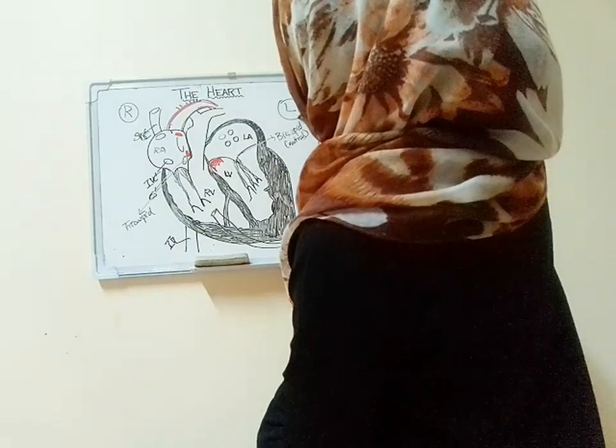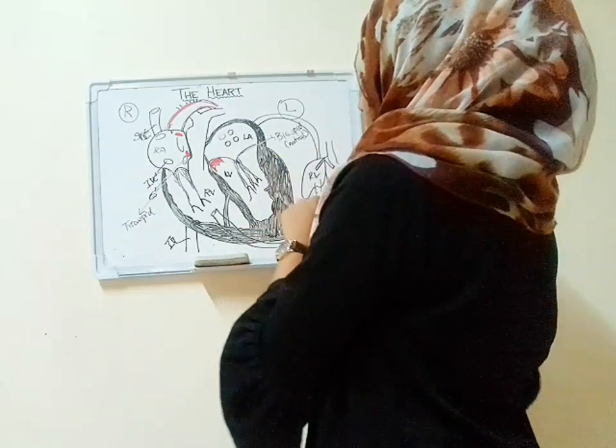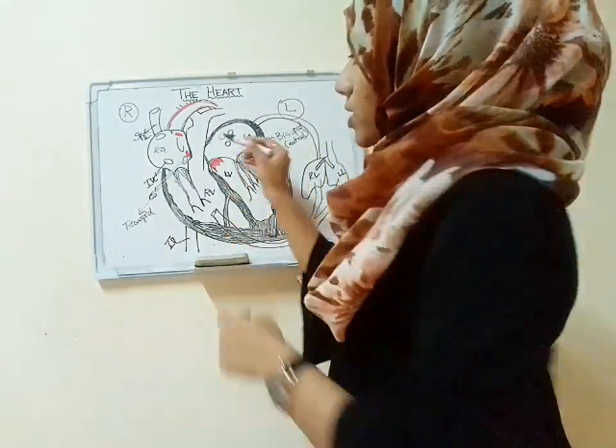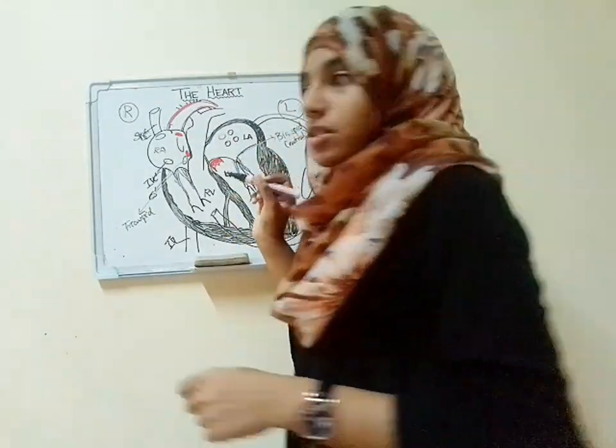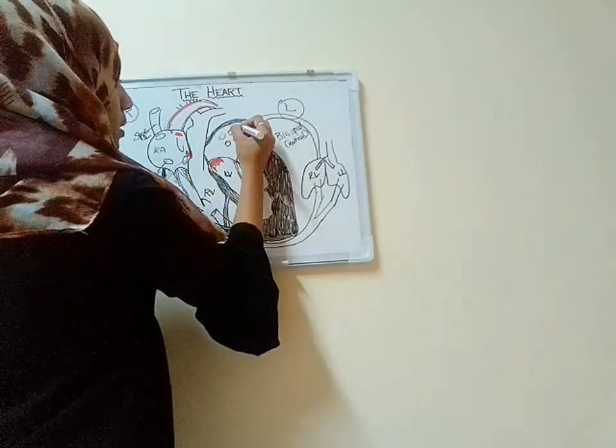The oxygenated blood goes to the left atrium. The blood gets oxygenated and goes to the left atrium, which has four pulmonary veins, two from the right and two from the left. So these are the pulmonary veins.